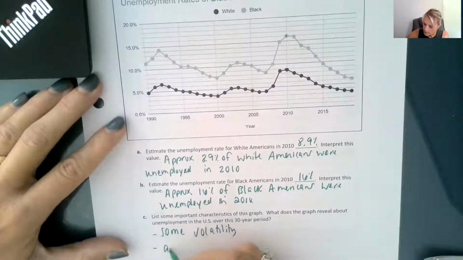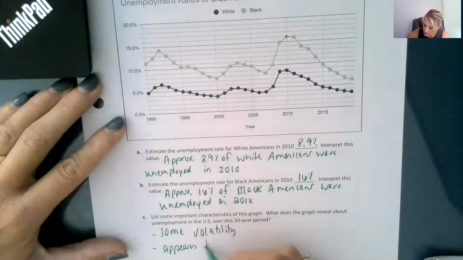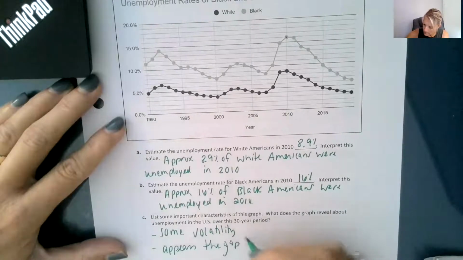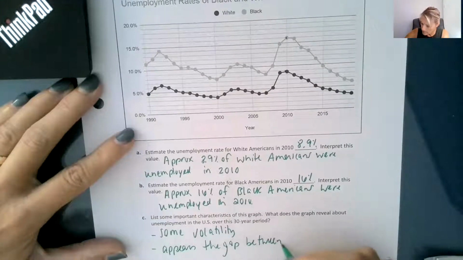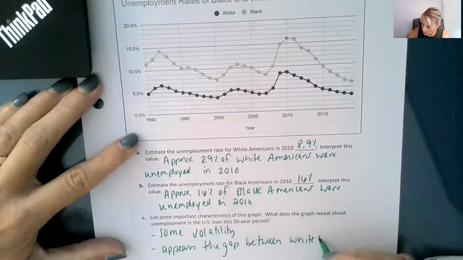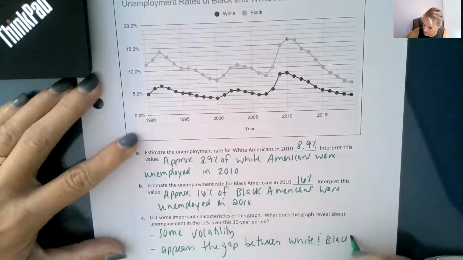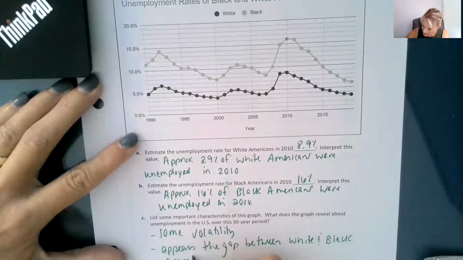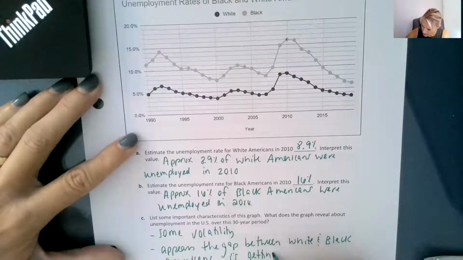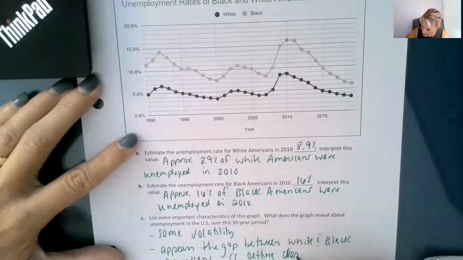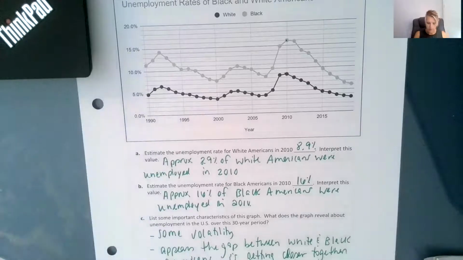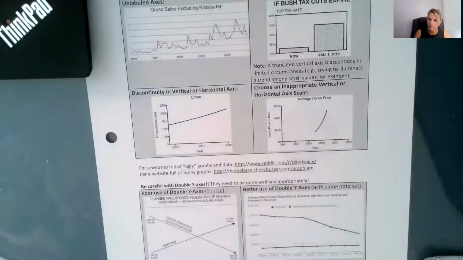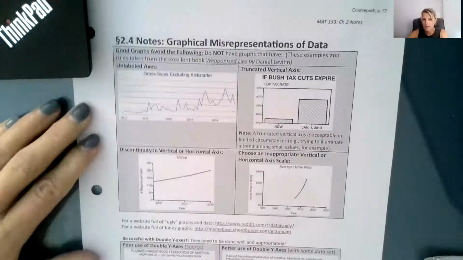So here's the gap between white and Black Americans. It is getting closer together. That's a good thing. So the next little section is just 2.4.